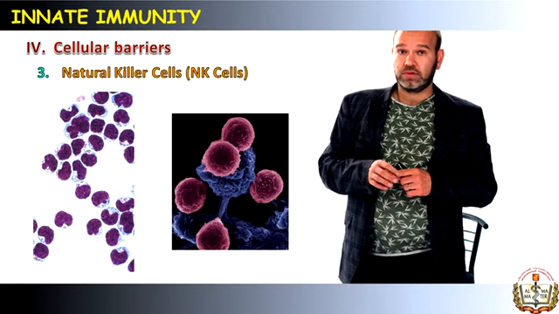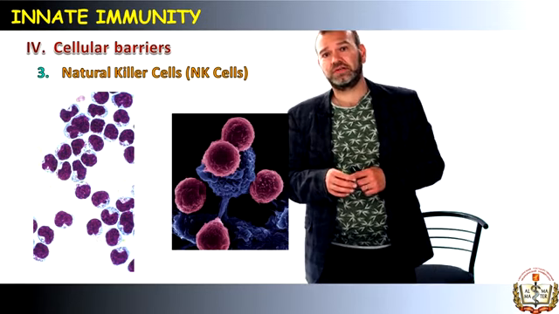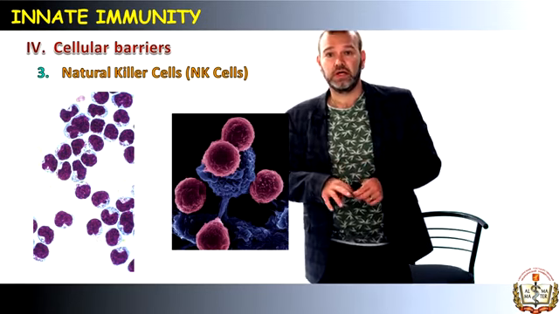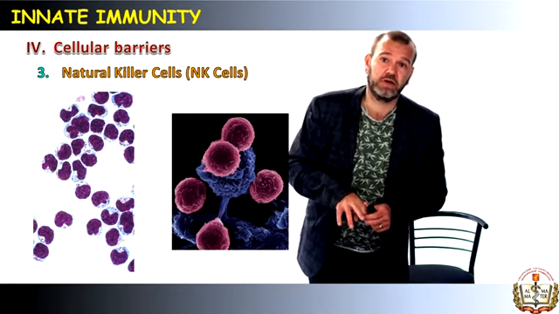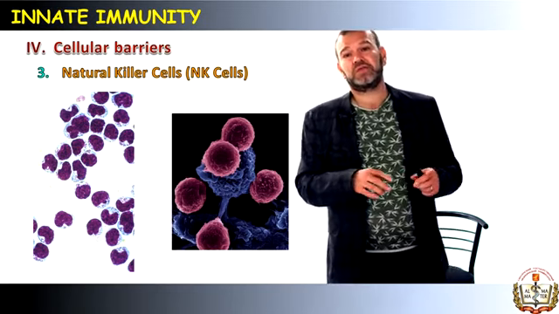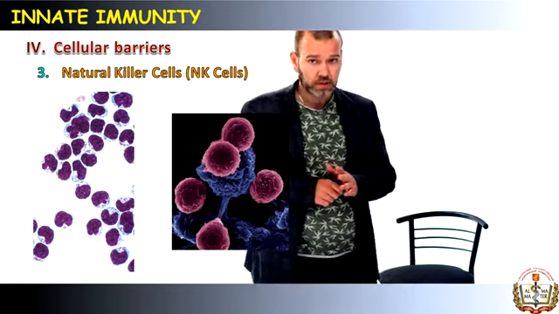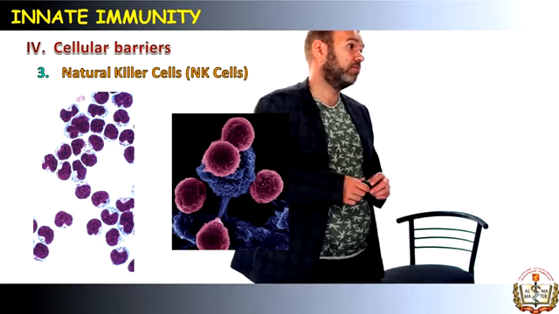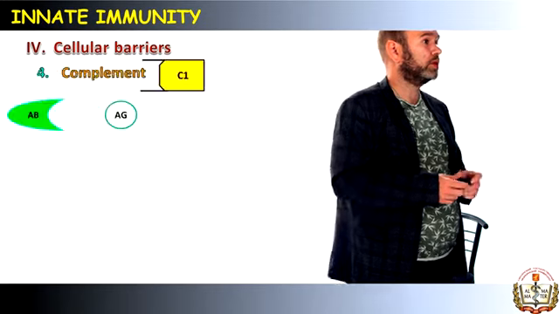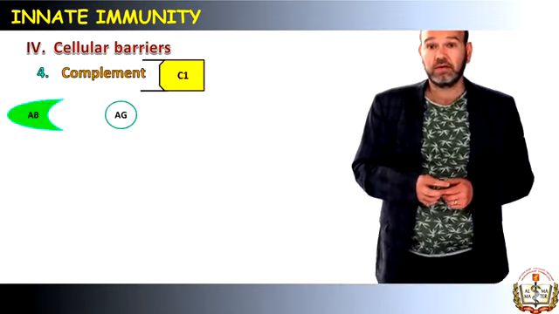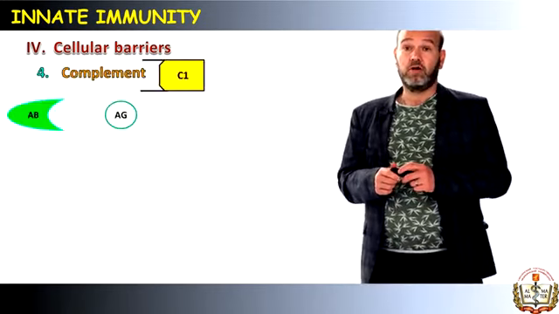So apoptosis, the second mechanism, is natural cell death or programmed cell death, which occurs as a part of normal development, normal maintenance and renewal of the cells, tissues, or organs. So one more important mechanism of cellular protection is complement.